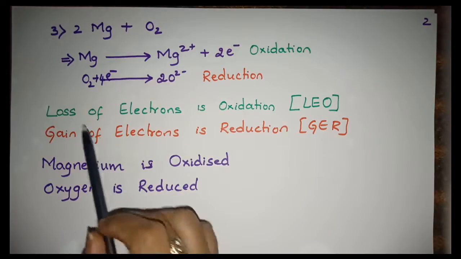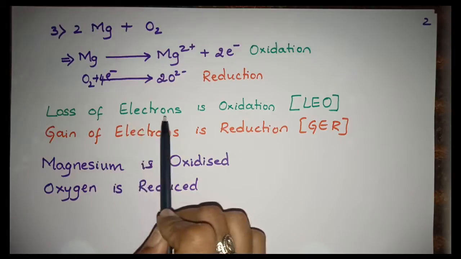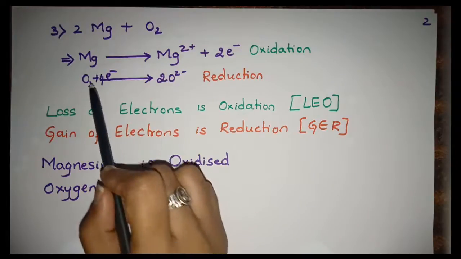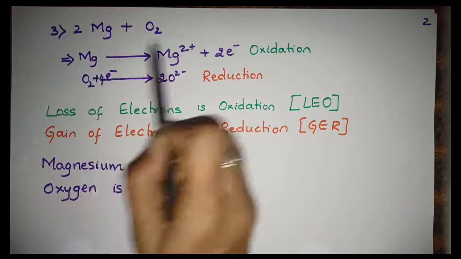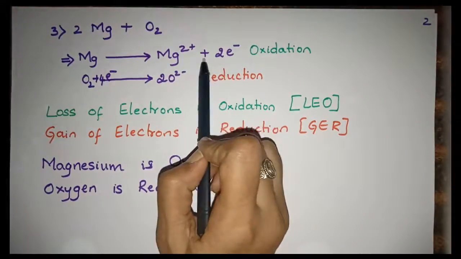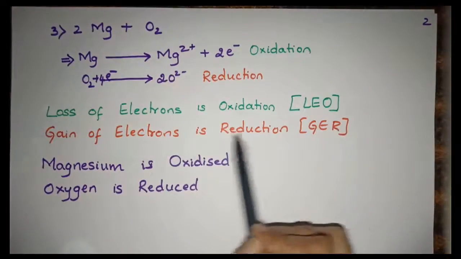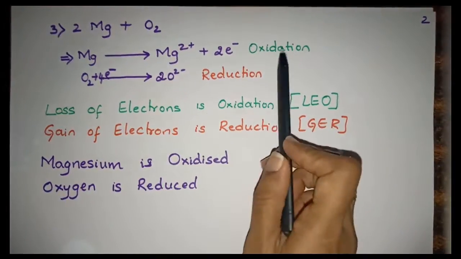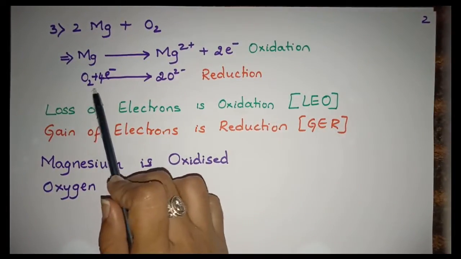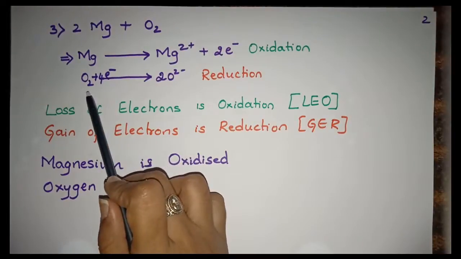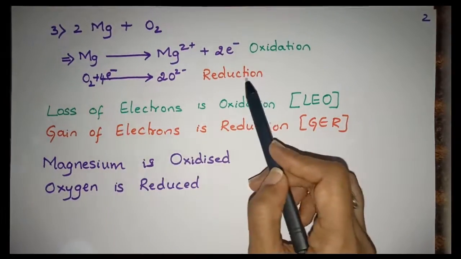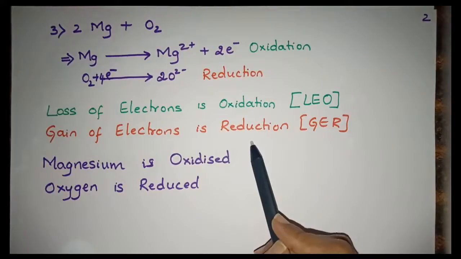The first one is what we call the loss of electrons, which is happening with respect to the magnesium, where it is giving away the electrons. So there is loss of electrons with respect to magnesium. We call that oxidation. And then we have oxygen accepting the electrons or gaining the electrons, and that is called reduction.